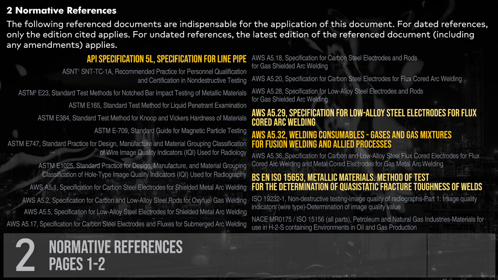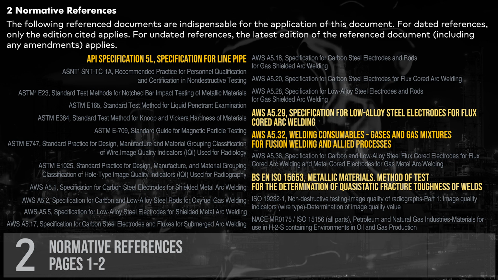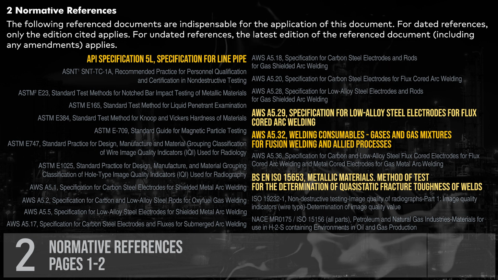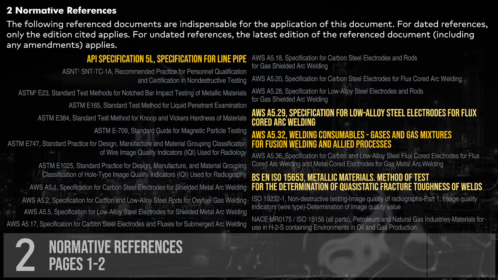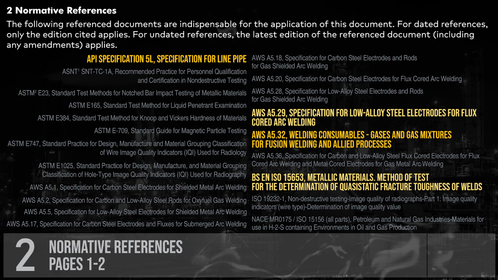AWS A5.32 Welding consumables, gases and gas mixtures for fusion welding and allied processes. AWS A5.36 Specification for carbon and low alloy steel flux cored electrodes for flux cored arc welding and metal cored electrodes for gas metal arc welding.